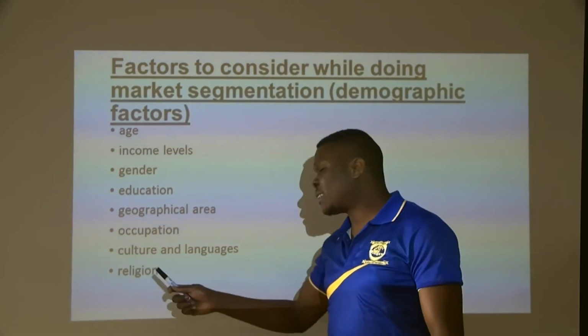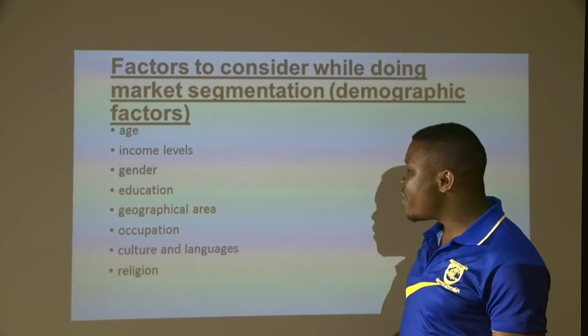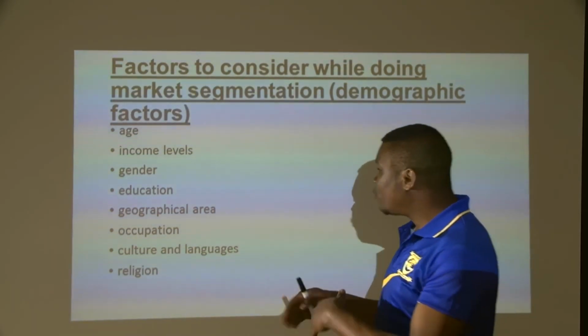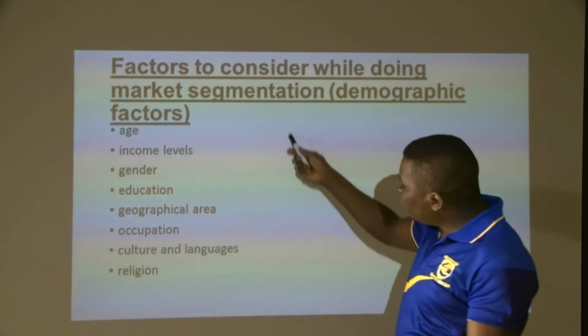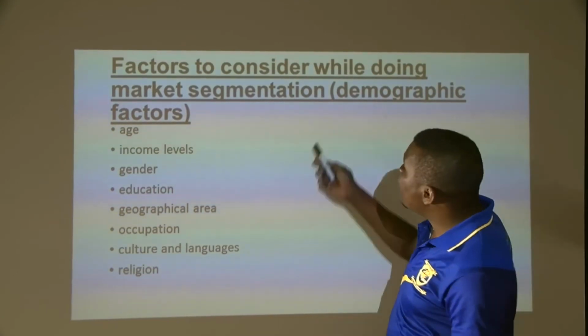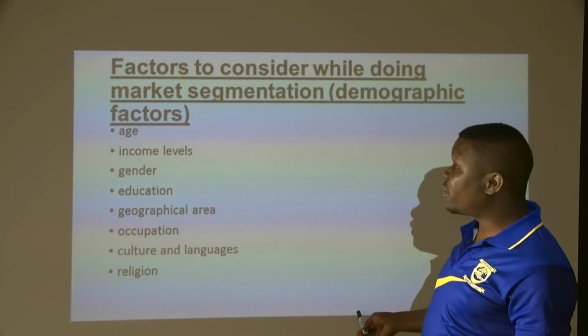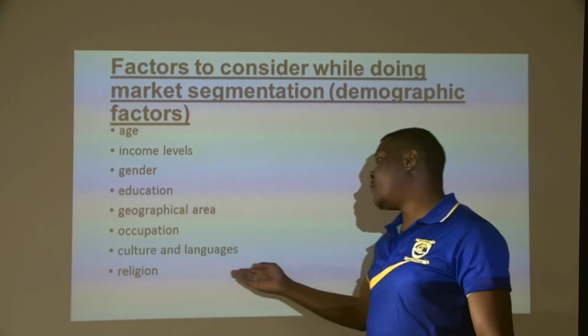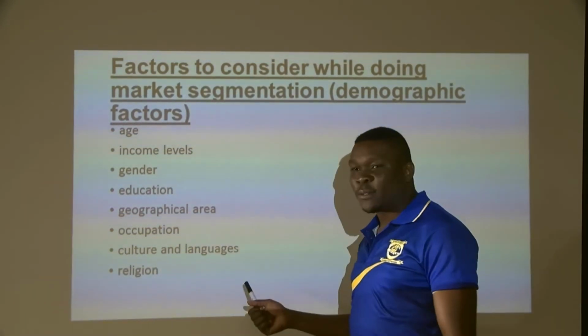Then we have culture and language. Culture and language basically means there are certain cultures where you do not easily sell your products or market your products. In this case, if I'm to use an example, we have those that will buy your products because they are Christians, and we have those that will buy your products because they are of other religions. So you must be aware of this.